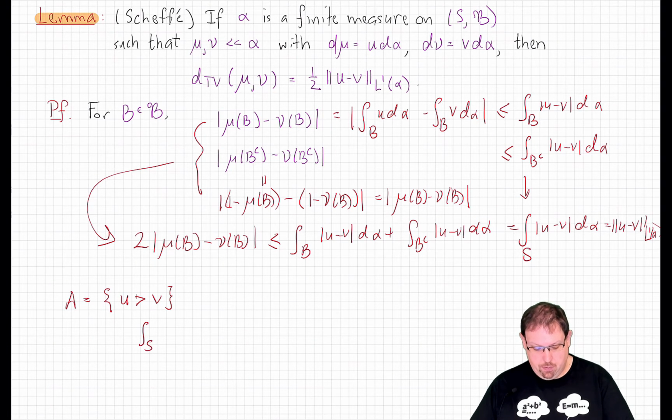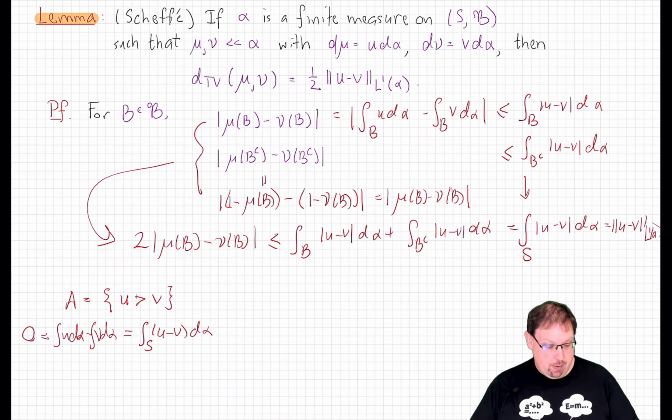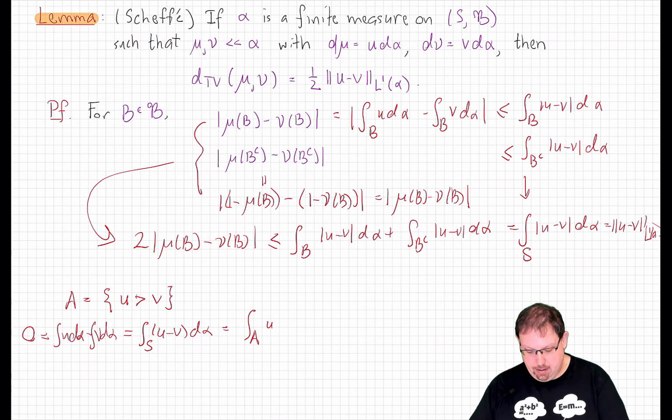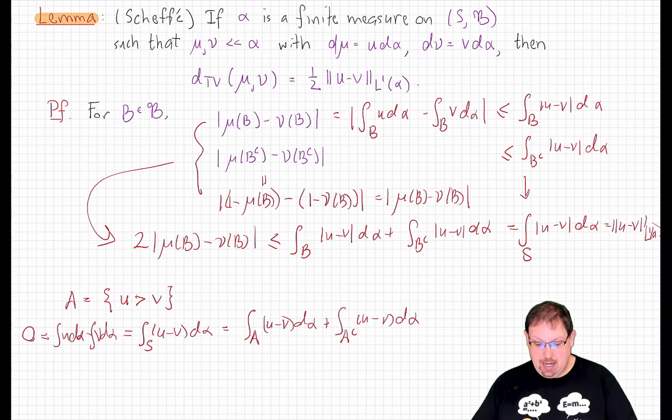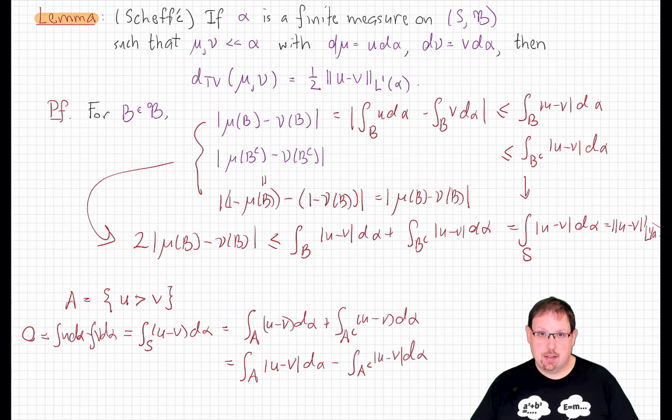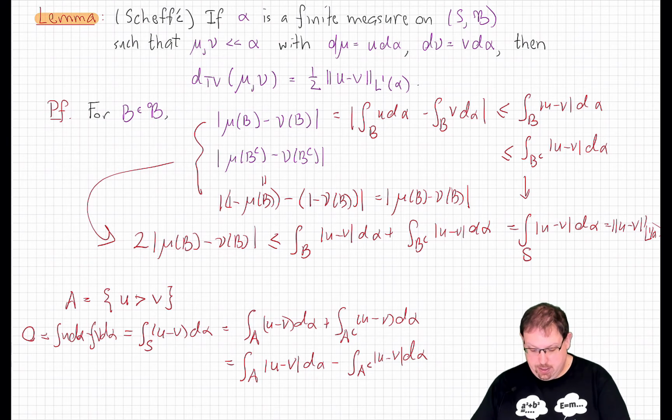First, note that the integral over the whole space S of u minus v d alpha must be 0, because it's the integral of u d alpha minus the integral of v d alpha, and both of those give 1, since they're probability measures. Now let's break that up, as we did above, as the integral over A plus the integral over A complement. Now the set A is precisely the set where this is positive, and A complement is precisely the set where this is negative, and so we can rewrite that in terms of absolute values. Therefore, since this difference is 0, these two are equal.